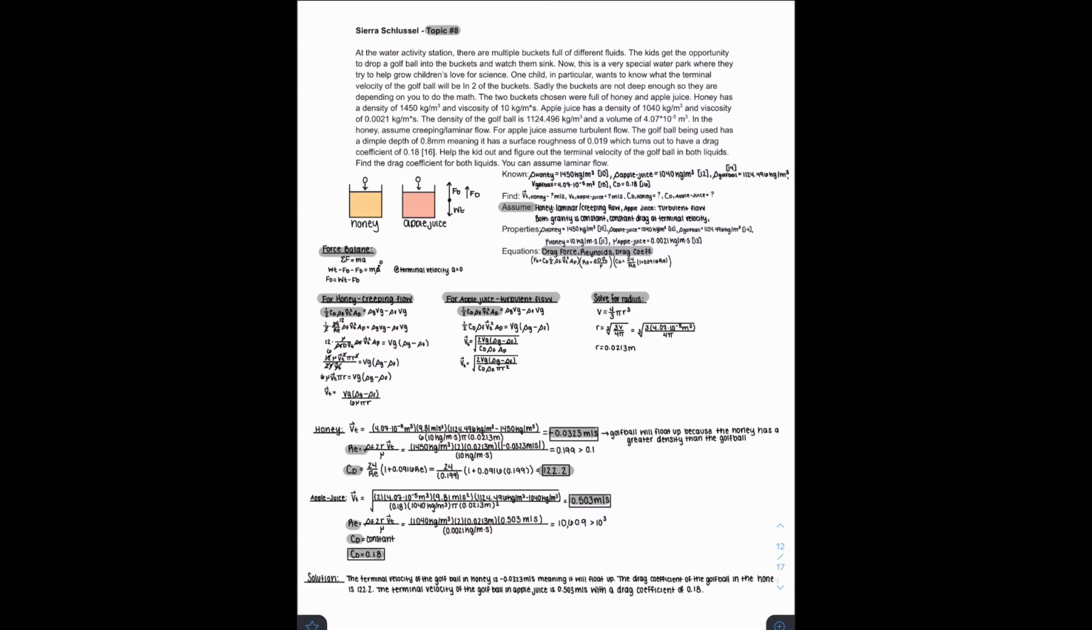In this problem, we cover topic 8, external fluid flow. We are calculating the terminal velocity of a golf ball in both honey and apple juice. We also want to figure out the drag coefficient of the golf ball within both liquids. We can assume for the honey that it is laminar and has creeping flow, and for the apple juice we can assume turbulent flow. For both, the gravity is constant, there's constant drag at terminal velocity.